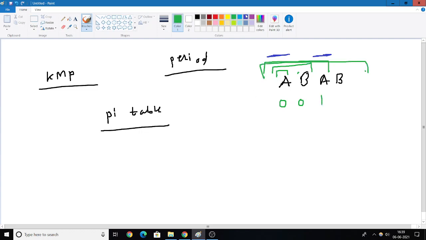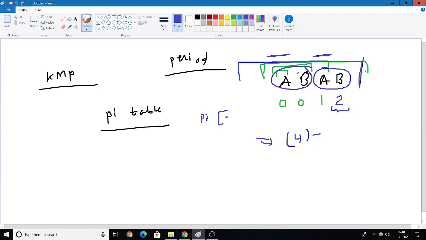And if you consider the whole string, then the longest prefix which is also a suffix is AB. AB is a prefix, and AB is also a suffix of this whole string. The length of AB is 2, so we get 2 here. Now in order to find the period of this string, we just have to do a simple thing. Take the length of the string, in this case 4, minus the last value, which is pi of n minus 1, which is 2 in this case. So we get 2, and this is actually the period. It's just n minus pi[n-1].